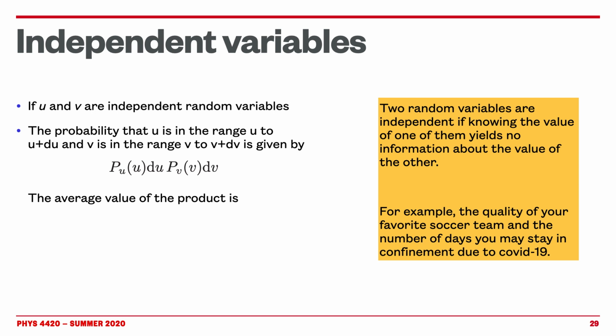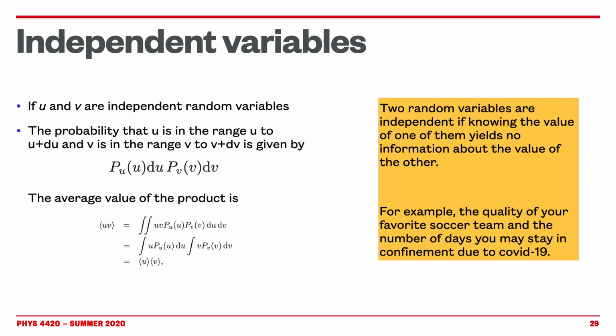So the average value of the product is, of course, the integral over all the possible values of U and V times the value U and V, right? It's always the same thing. And of course, here we have two integral signs because we have to integrate over all the values of U and all the values of V. Because U and V are independent, this is where the independence is translated into math. It's always very interesting to translate math into English and the other way around, because then things look so clear.